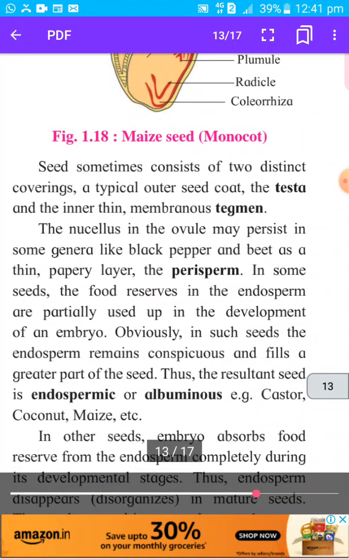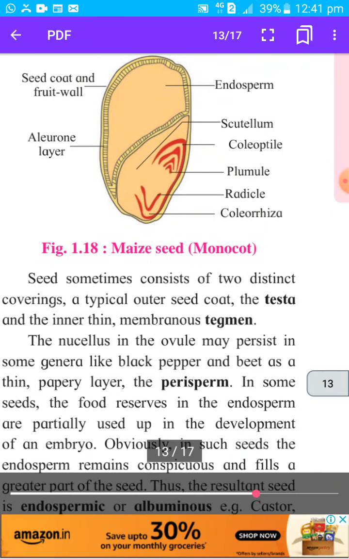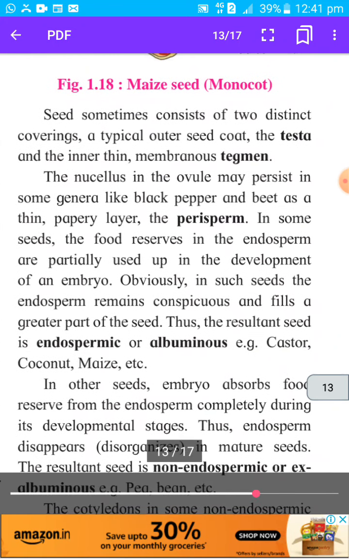A seed sometimes consists of two distinct coverings: a typical outer seed coat, the testa, and the inner thin membranous tegmen. So two coverings are there in the seed. The outer one is called the testa and the inner one is called the tegmen. Then the nucellus in the ovule may persist in some genera like black pepper and beet as a thin papery layer which is called the perisperm.